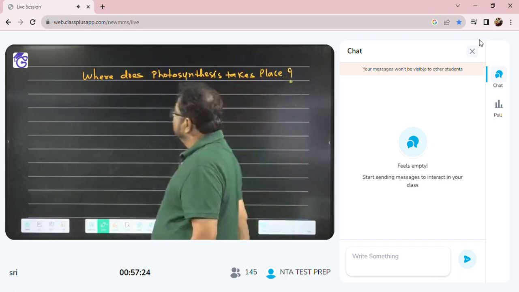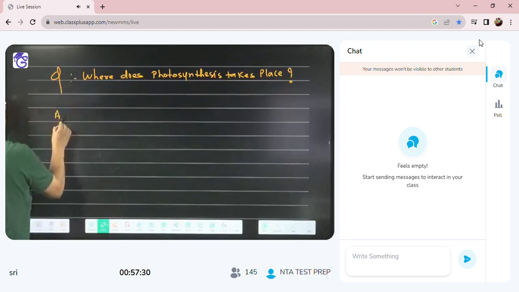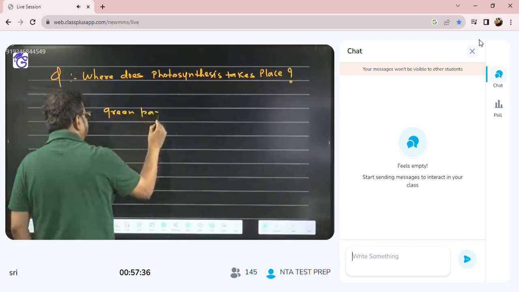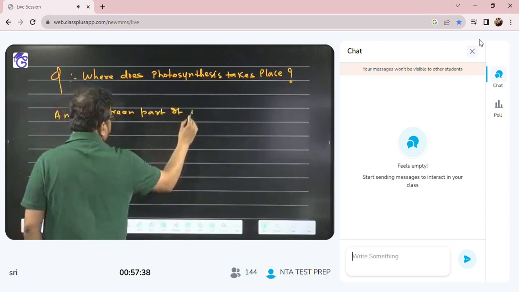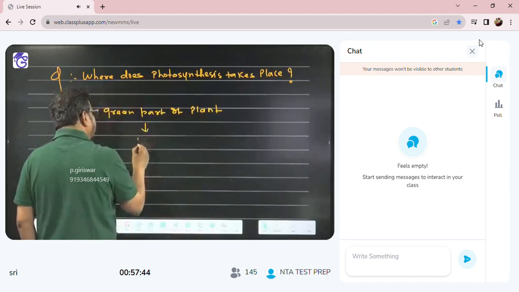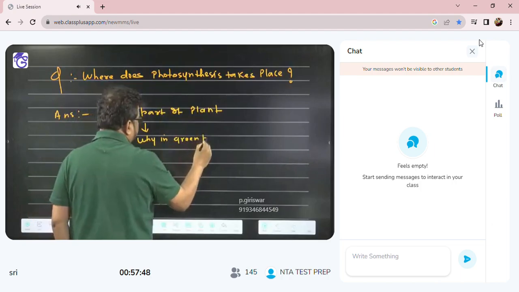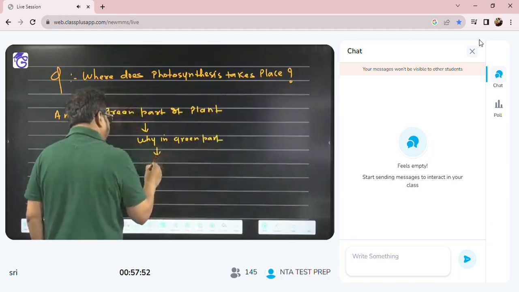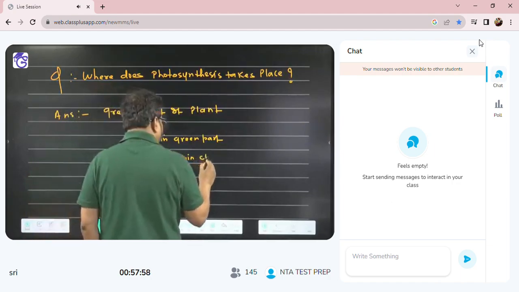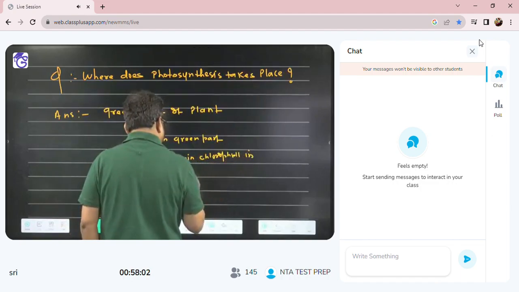NCERT asks a question: where does photosynthesis take place? The answer to this question is the green part of the plant. Why in the green part? Because it contains chlorophyll in its chloroplast.